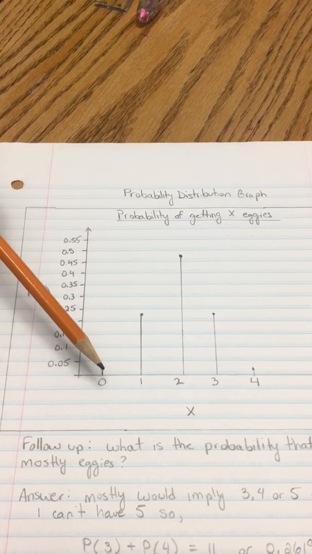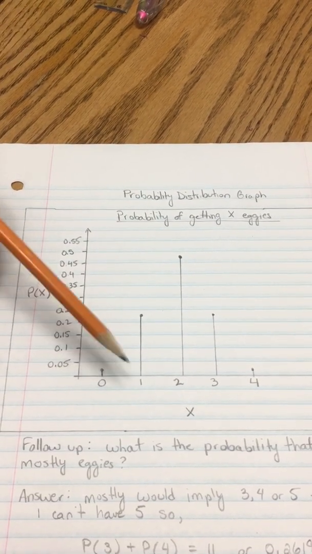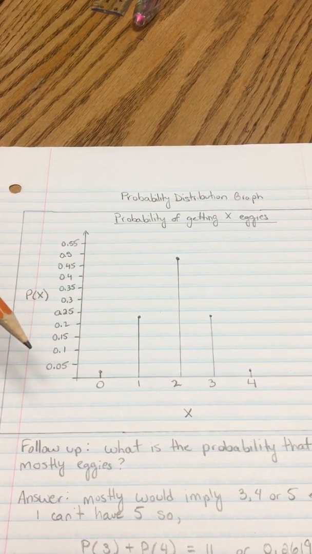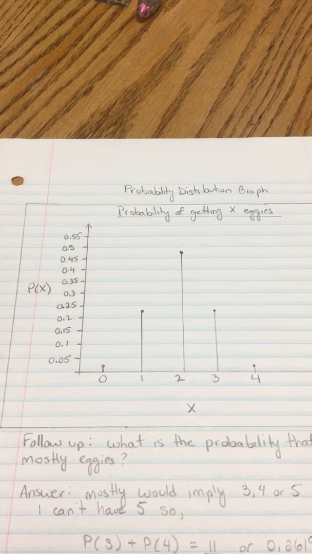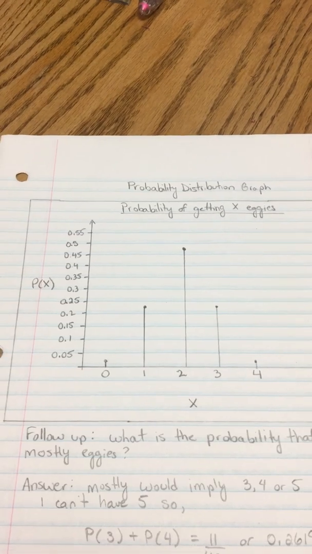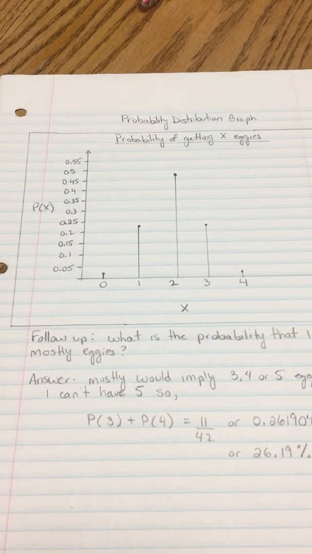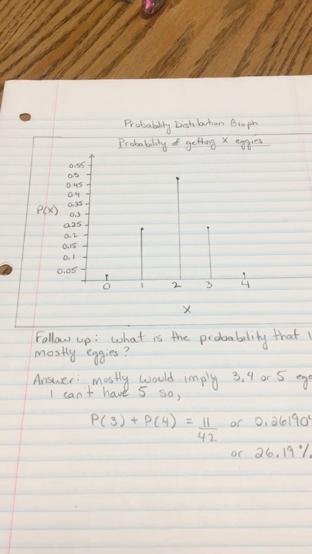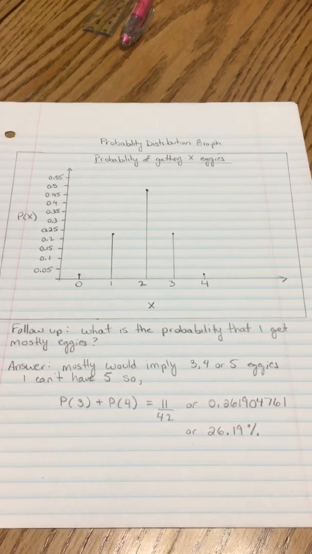So as we can see, it's not very likely that I get no Eggies, but unfortunately for me, it's not very likely that I get 4 Eggies, since they're my favorite. Most likely, I'll just get 2. So the typical follow-up question that you might get after creating a probability distribution chart and graph is, what is the probability that I get mostly Eggies?